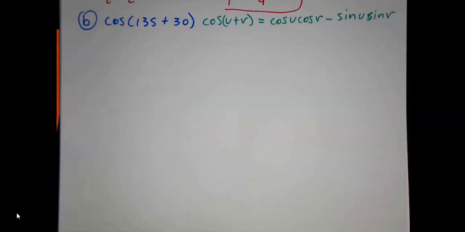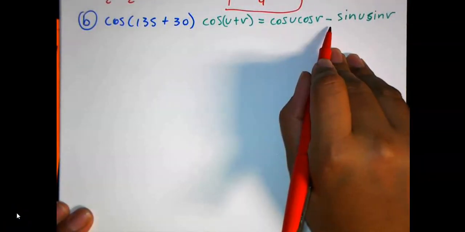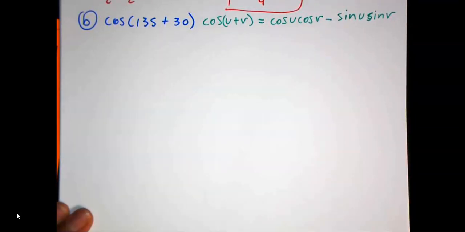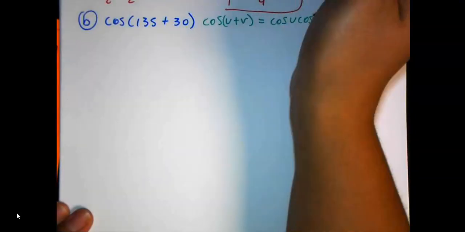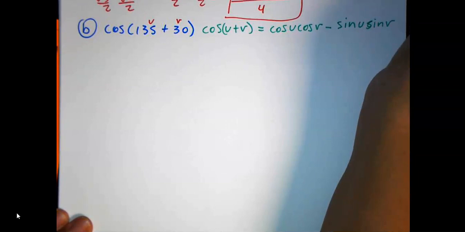Letter B, cosine of 135 plus 30. Here when you have a plus, there's a minus in the middle. So be careful, use the formulas correctly. U is my 135 and V is my 30. So let's plug it into the formula.